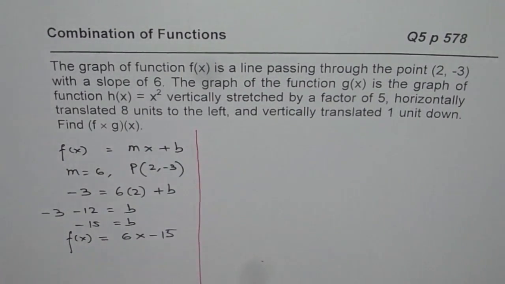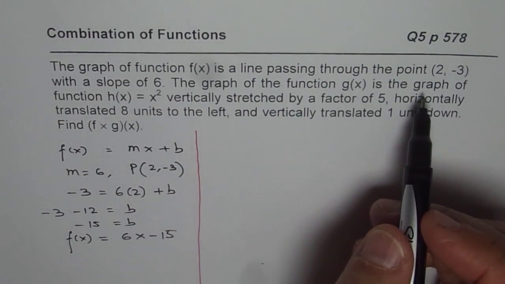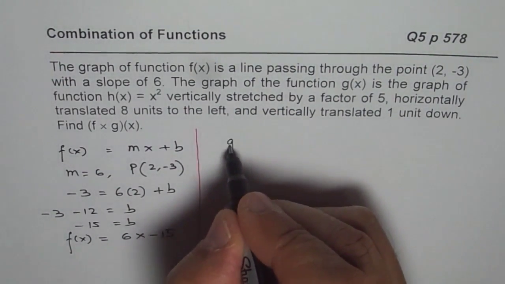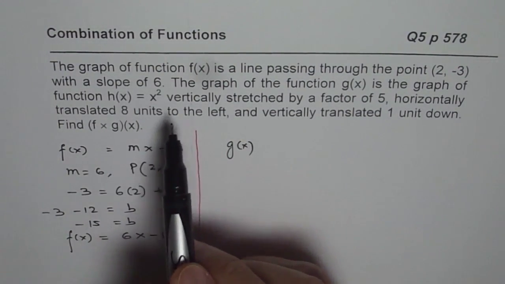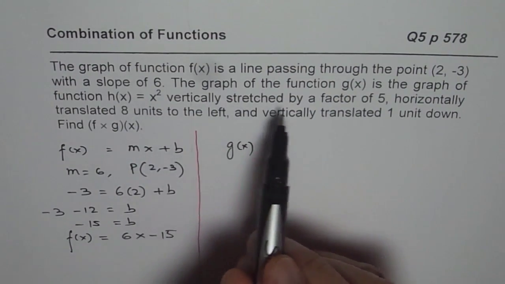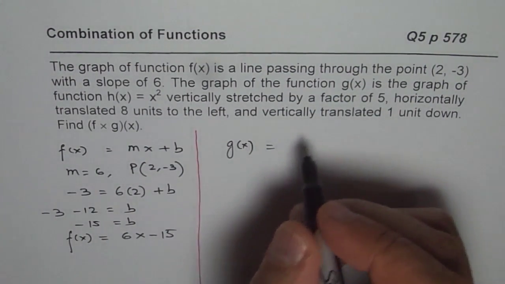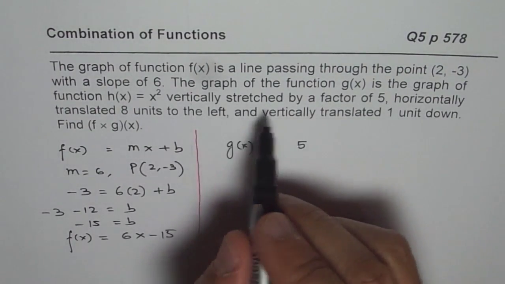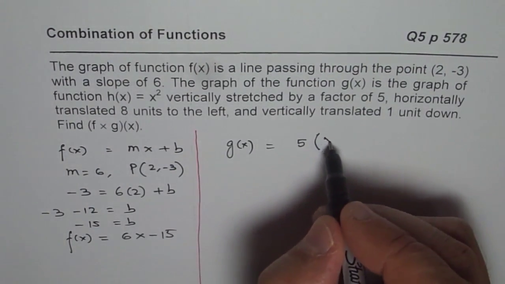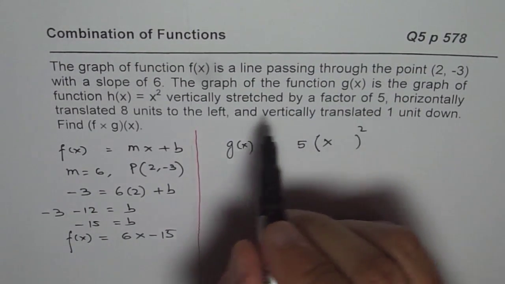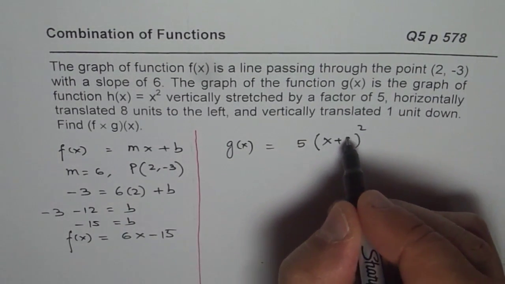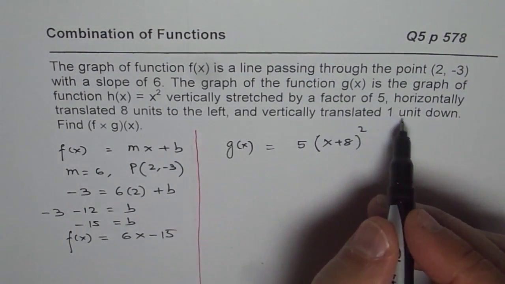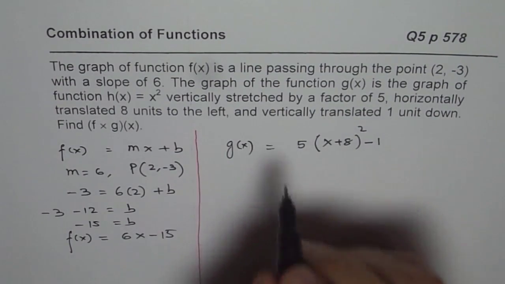Now let us find the second function, which is g of x. g of x is given to us as a transformed function. The graph of g of x is h of x equals x squared, vertically stretched by a factor of 5. So we can say 5 times x squared. Horizontally translated 8 units to the left, that means plus 8, and vertically translated 1 unit down, minus 1. So that becomes g of x.